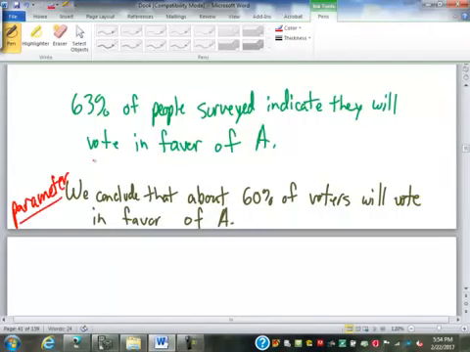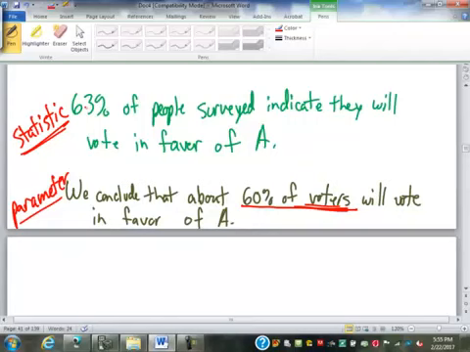The second one, because we are stating we conclude that about 60% of voters, of all voters, that's making a statement about the population, and it's related to our variable of interest, of the results of how they're going to vote on this item. Now, it may or may not be true, depending on how good our sample was, but it is a statement about the population. So the other one is a statistic, because it is making a statement about that survey.